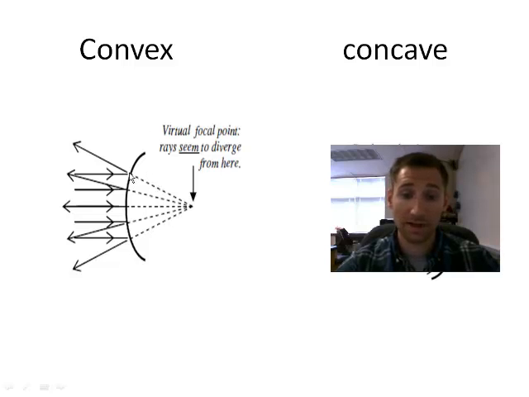Looking at mirrors now, this is a convex mirror. It has a virtual focal point. The rays of light are diverging from this virtual focal point and it would have a virtual image. Concave mirrors, conversely, all converge to one real focal point in front of the mirror and we see a real image.